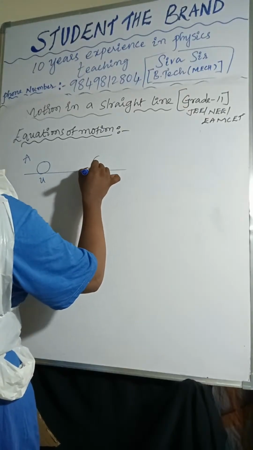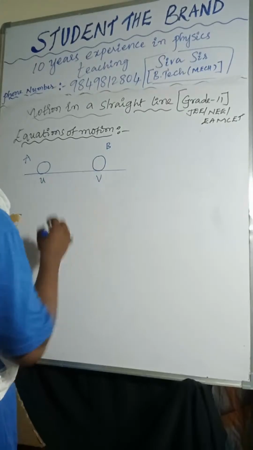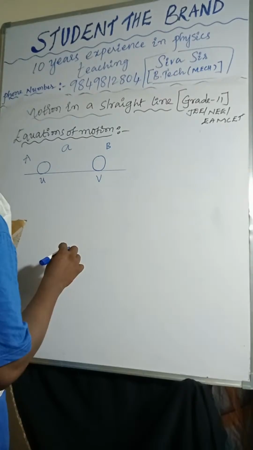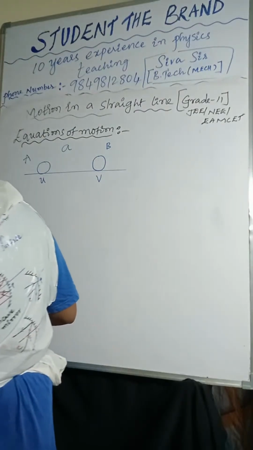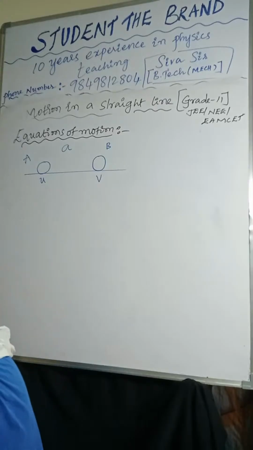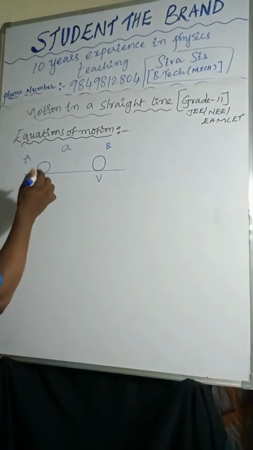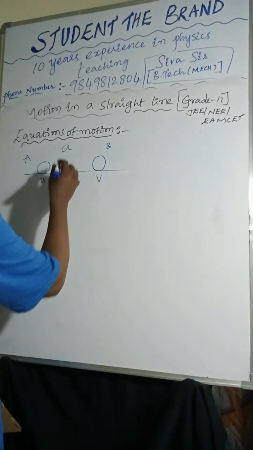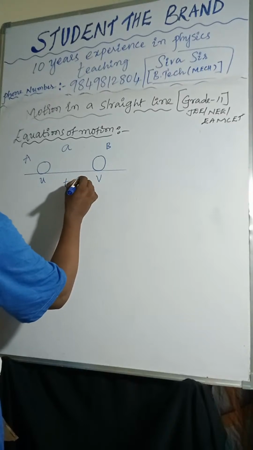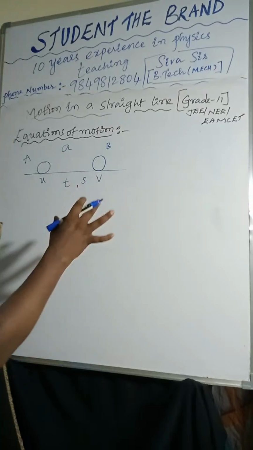After reaching point B, the final velocity is v. It is moving with uniform acceleration a. The equations of motion are applicable for uniform motion, so we are taking uniform motion. So u, v and a I am considering, and in time t it travels a certain distance.